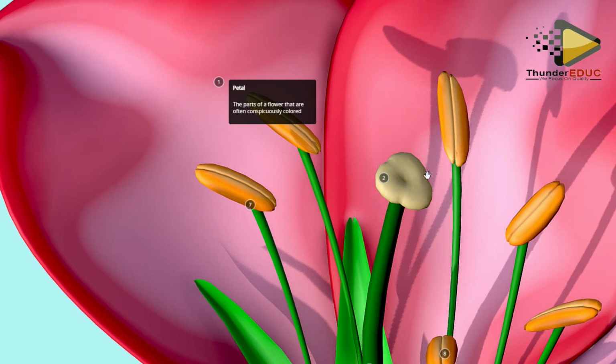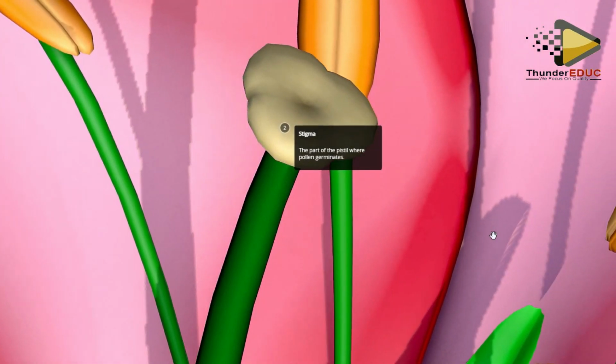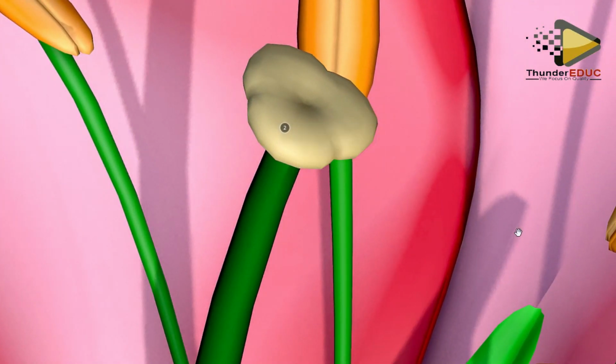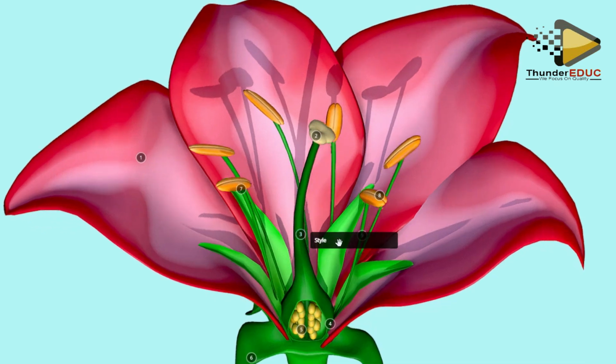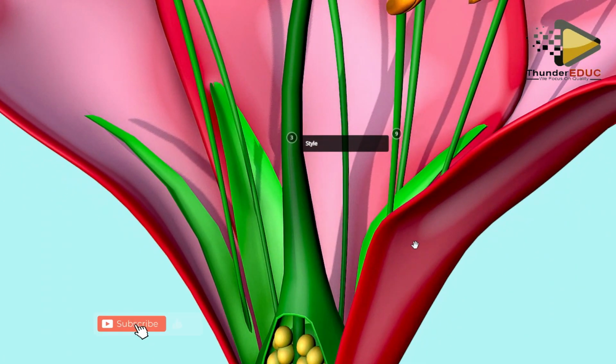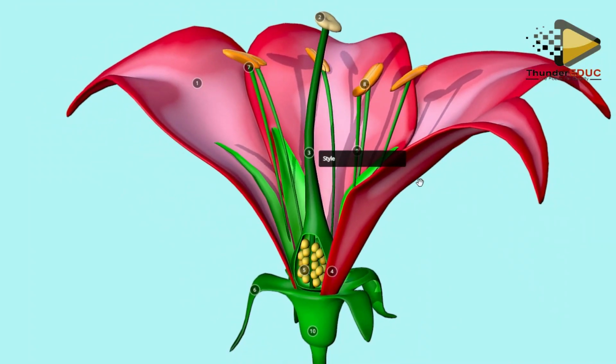Number two, it has this big part which we call the stigma. The stigma is very important in receiving the pollen grains from the anthers, because these are the anthers. Number three, the stigma has a tube where these pollen grains pass when they are going to the ovules. This tube is called the style.